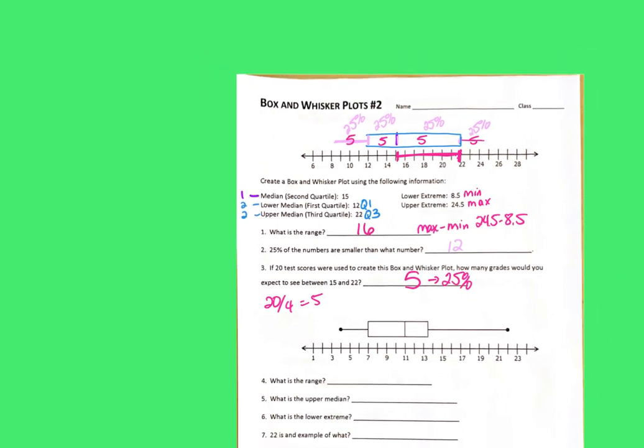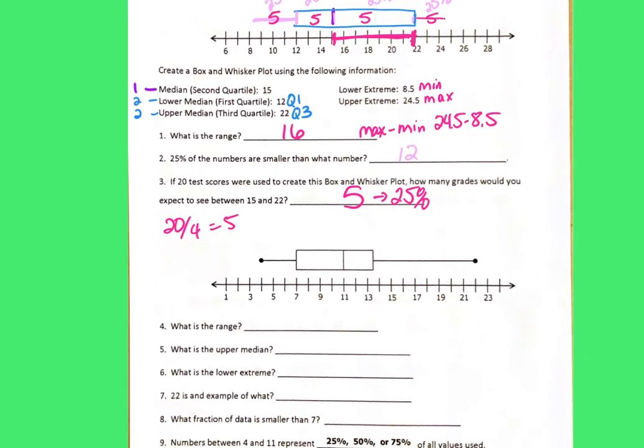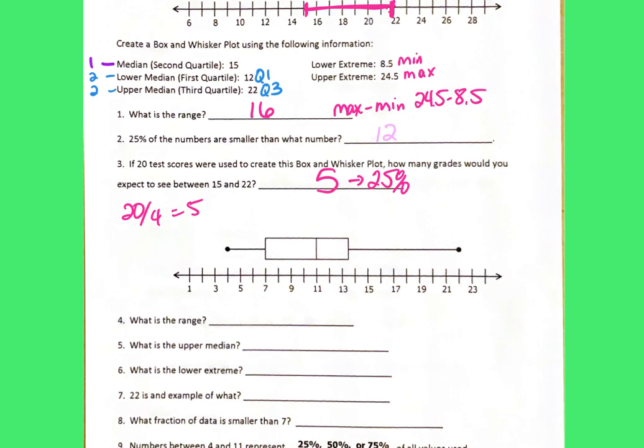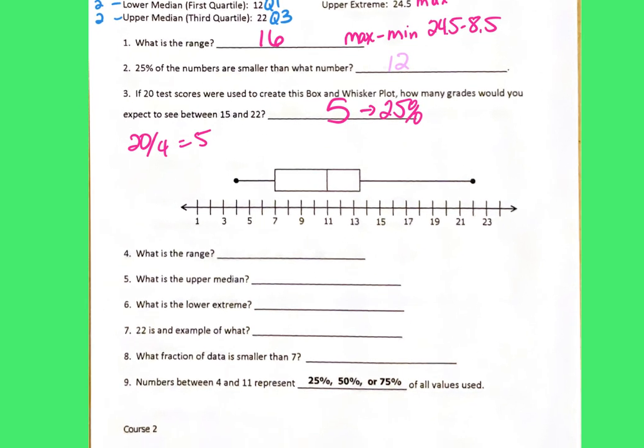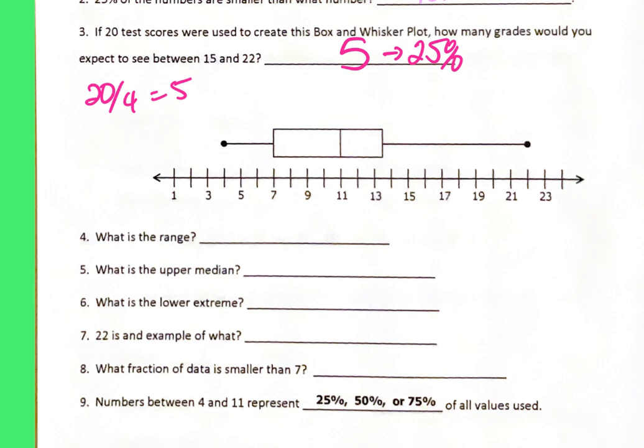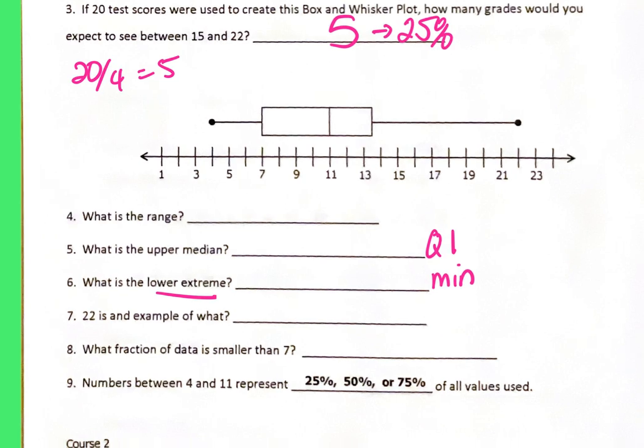Alrighty, there we go. So now from the next one, you already have your box and whisker plot. I want you to go ahead and pause. I want you to try and answer all of these questions. The range, the upper median, which is Q1, the lower extreme, which is your minimum. Follow your vocab. Okay, so they're just having you pick different parts.